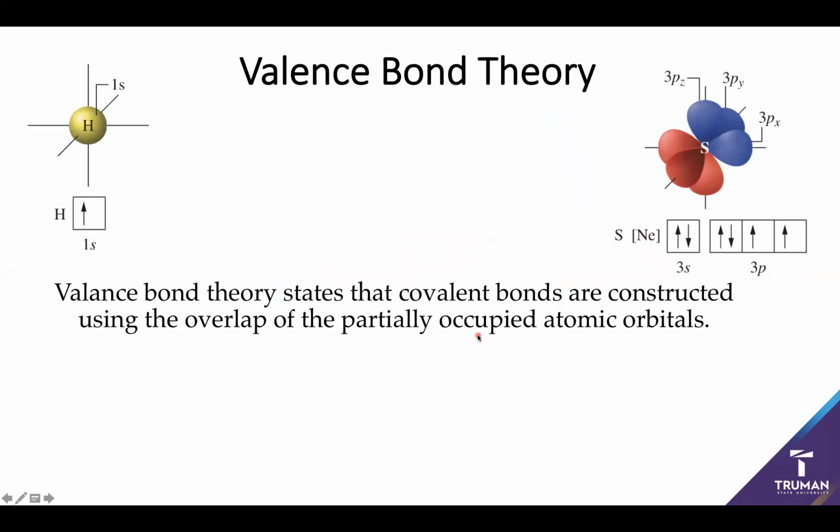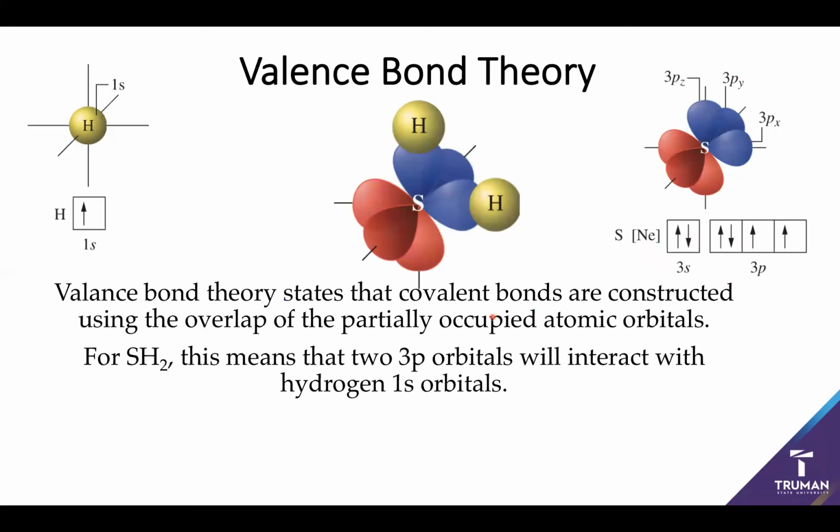And what valence bond theory simply says is that covalent bonds tend to form when I have an overlap between partially occupied orbitals. So let's say I'm looking at sulfur dihydride, so good old SH2. In this case, sulfur has 2 partially occupied p orbitals, and hydrogen has 1 partially occupied s orbital, but I've got 2 hydrogens.